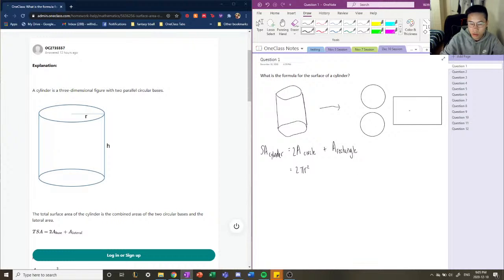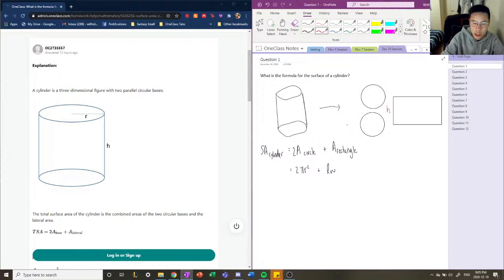All right, so we know what the area of a rectangle is, right? The area of a rectangle is going to be its length times its width. Okay, but we want to be a little bit more specific here, right? How do the length and width relate to the radius of the circles? First of all, the width doesn't really relate. The width is the height of the cylinder itself. So the width of this lateral area is going to be the height. So let's write that down here.